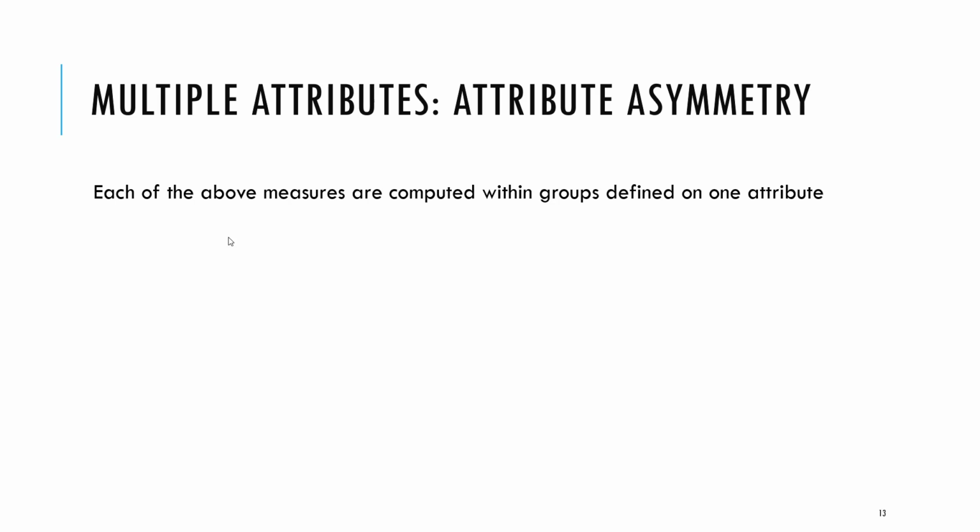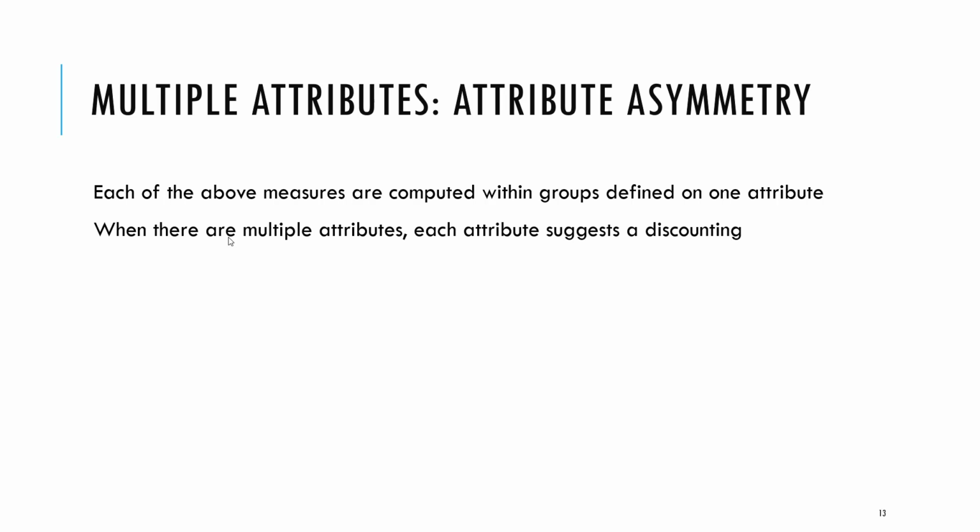And coming, so we talked about objects and their neighborhoods. We talked about object attribute values and the distribution across those object attribute values. Now let's look at how we deal with multiple attributes. So it's not just one attribute of unfairness. It could be gender as one attribute, and ethnicity could be another attribute, and there could be many attributes as well. So each of the above measures that we looked at are computed within groups defined on one attribute.